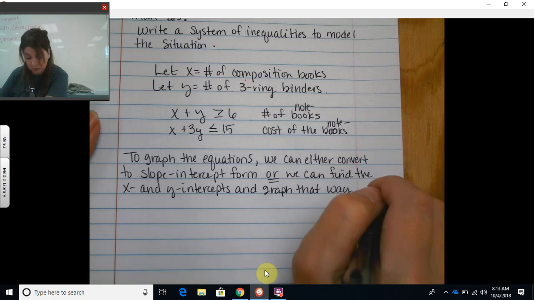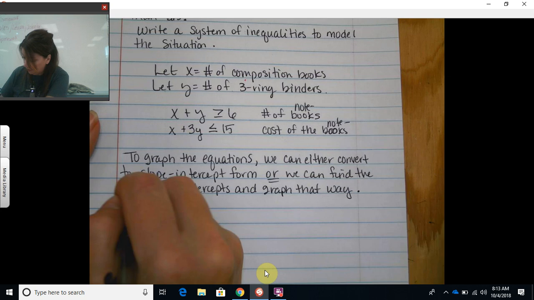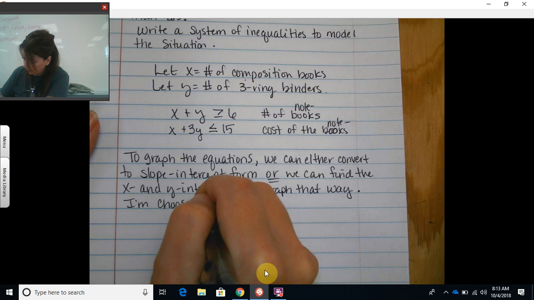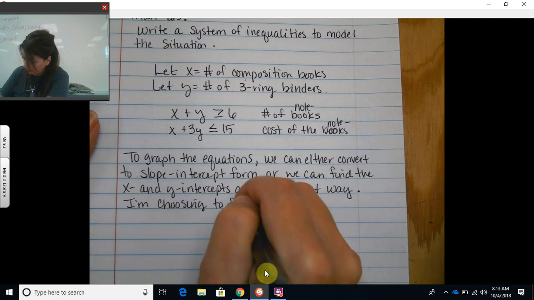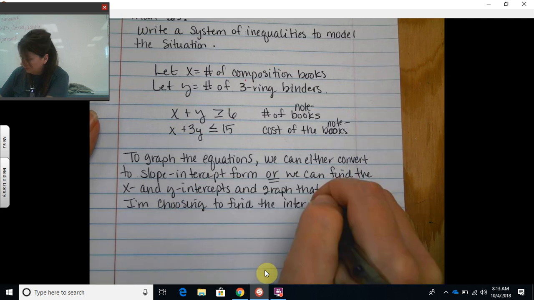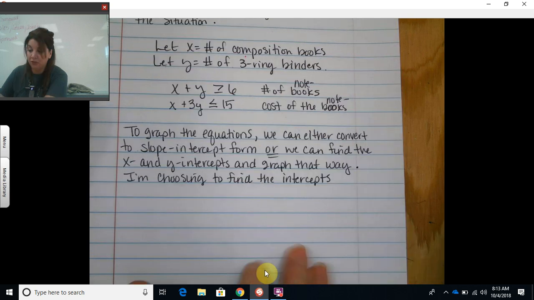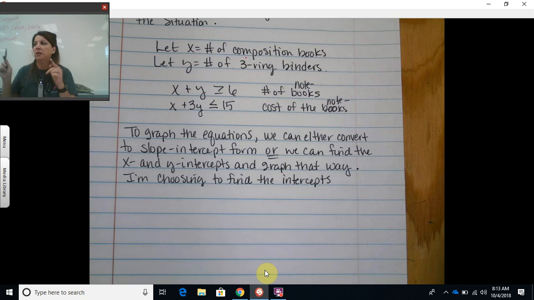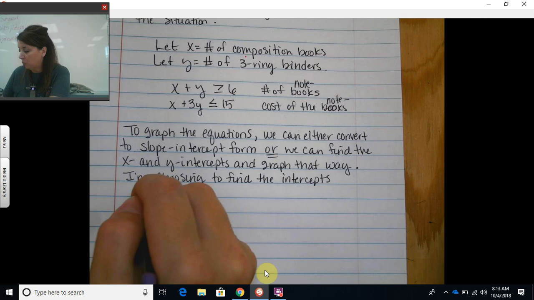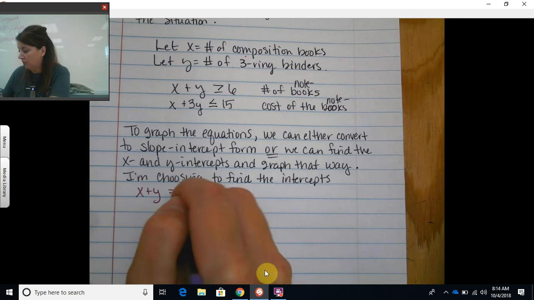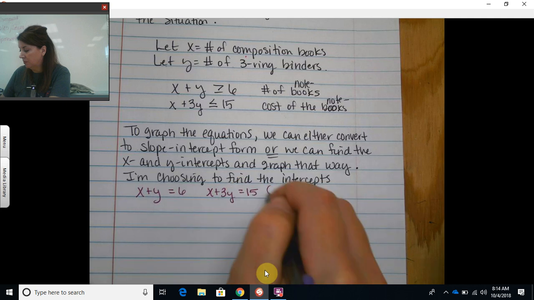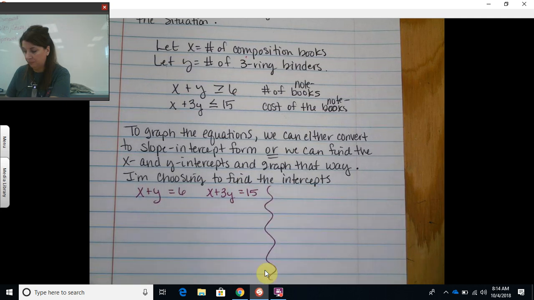I'm choosing to find the intercepts. So I've got to find the x and the y intercept for each graph. So I'm going to take each inequality, and actually I'm going to write them as equations just because I'm finding the intercepts. But I'm going to write each one twice as an equation, because I have to find the x-intercept and the y-intercept on each graph.